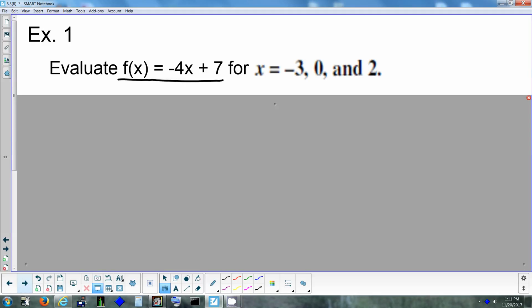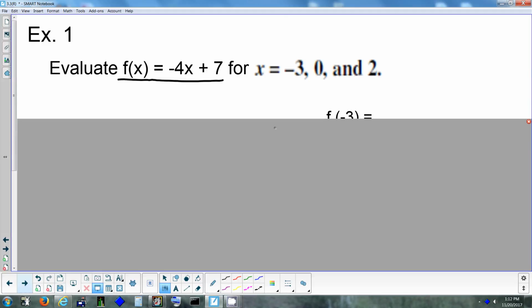Who can tell me what the name of the function here is? Single letter. This is function f. So if I said look at function f, that means look at negative 4x plus 7. All right, so it says evaluate for negative 3, 0, and 2.